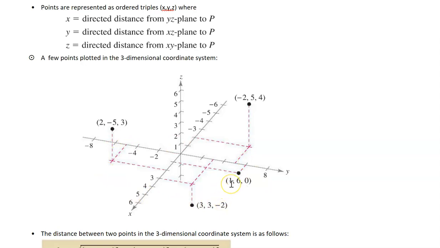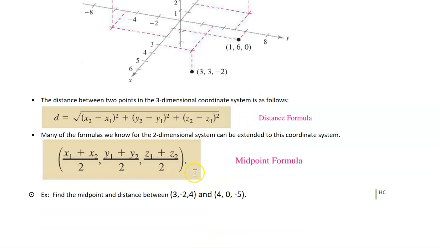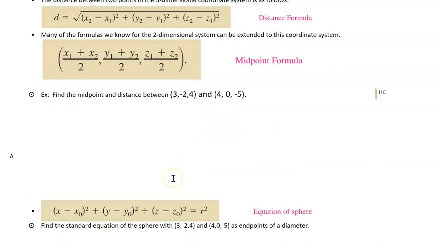Now the good news is a lot of what we've done can be extended very easily to 3 space just by considering the z. So the distance formula here is the square root of x2 minus x1 squared plus y2 minus y1 squared plus z2 minus z1 squared. We're just throwing on that extra little piece for the z coordinates. Midpoints, same thing, z1 plus z2 over 2. So if I want to find the midpoint and the distance between 2 points, I can do that pretty easily.